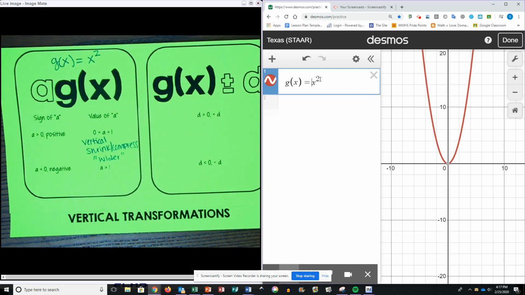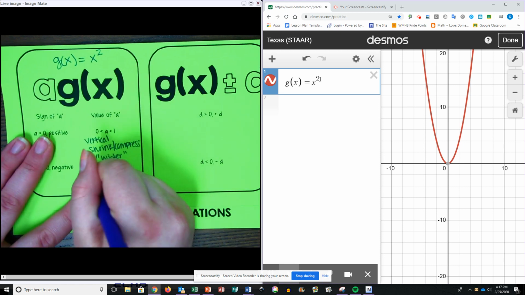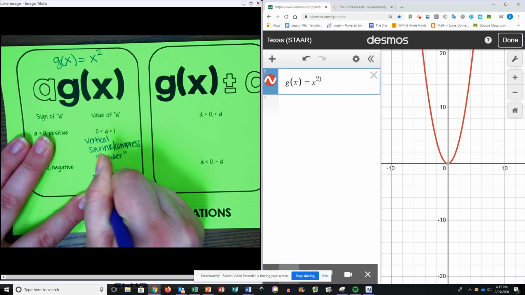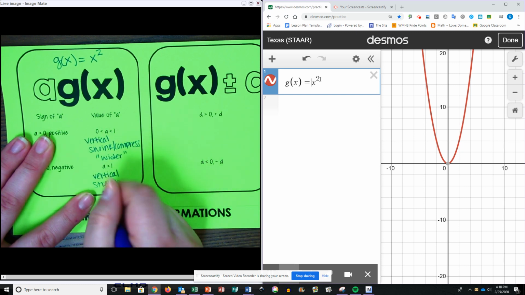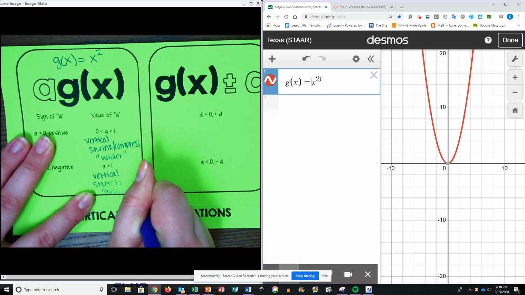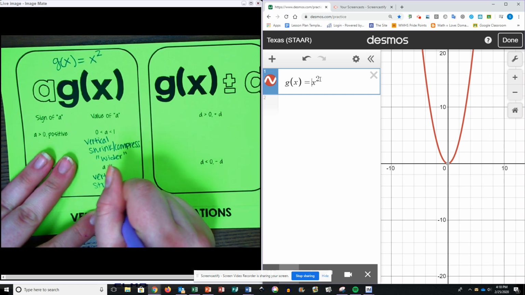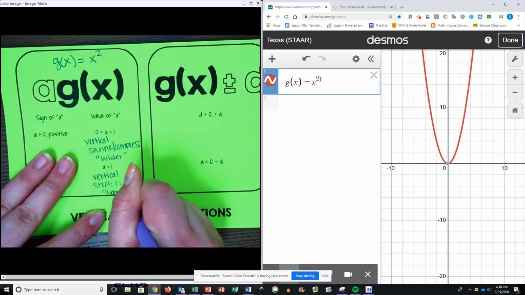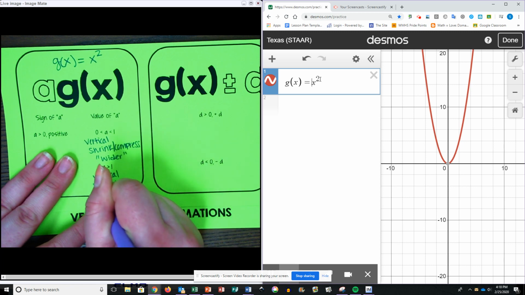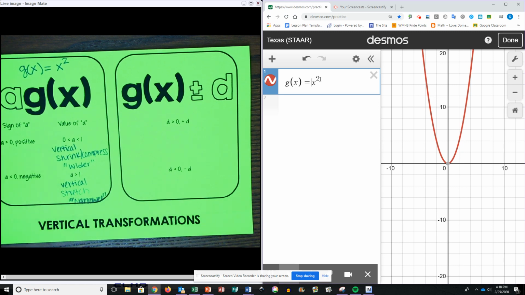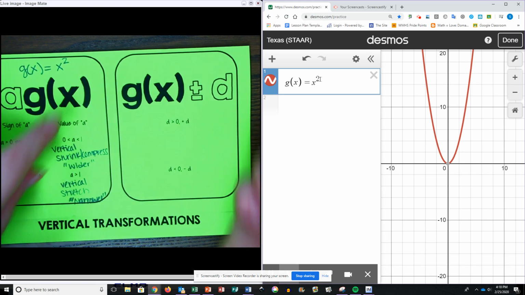Okay. All right, if a is greater than 1, we call this a vertical stretch. And instead of getting wider, it's getting narrower. Instead of it getting wider, it's getting narrower.